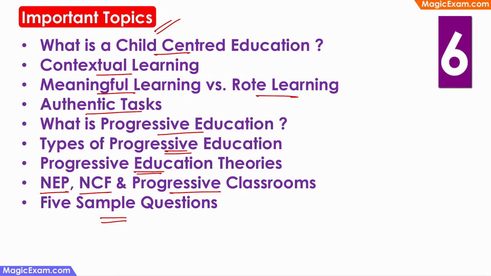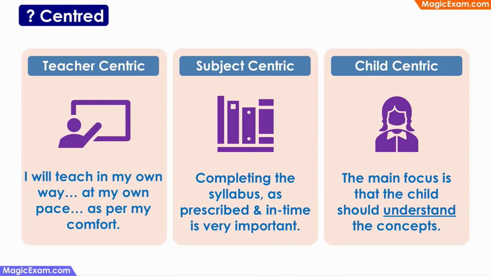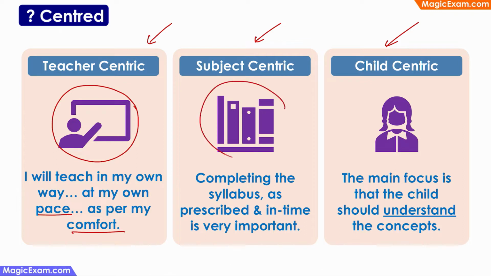So let's get started. If you look at any classroom, the teaching learning process that is happening can be either teacher-centric, subject-centric or child-centric. Teacher-centric is where the teacher is the most important factor in the entire process, because the teacher decides what has to be taught, at what pace, what speed, and the teacher does things as per his or her comfort. In subject-centric, the subject is the most important factor and the importance here is given to completing the syllabus within the given time and as it is prescribed in the textbooks.